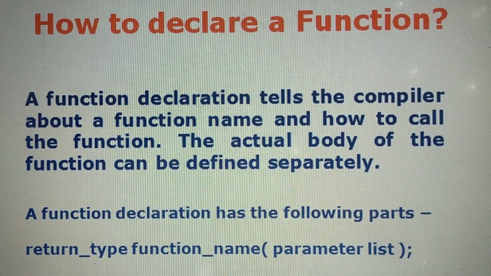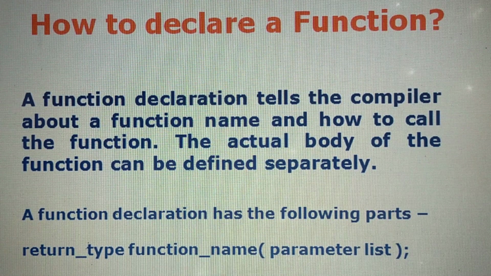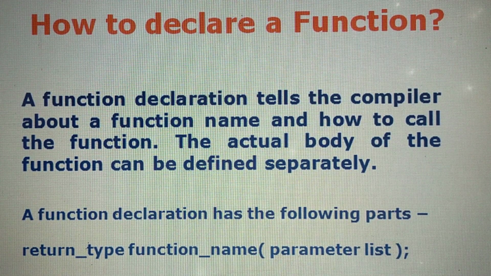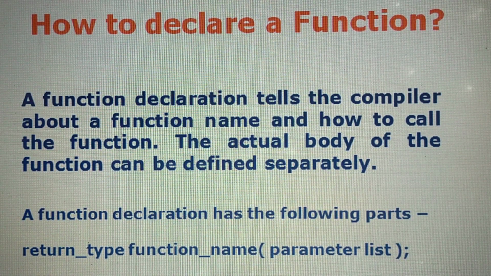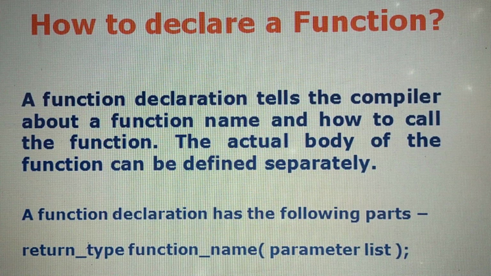A function declaration has the following parts. First, the return type. Second, the function name. Next, within parenthesis, give the parameter list. These are the parts of the function declaration syntax. First give the return type, then the function name, then within parenthesis the parameter list. The last step is terminated with a semicolon. This is the syntax for declaring a function.